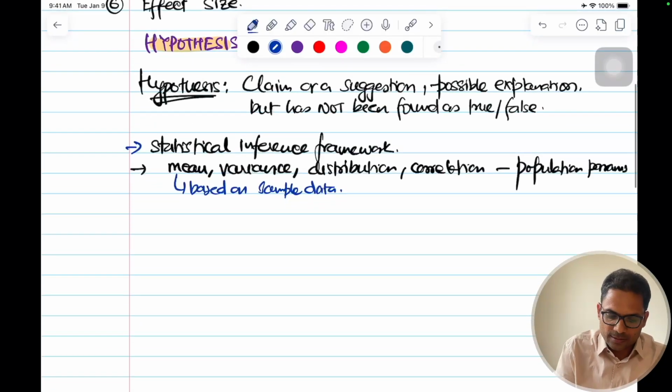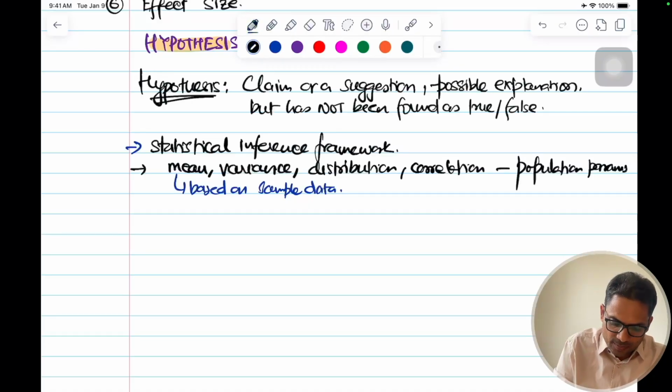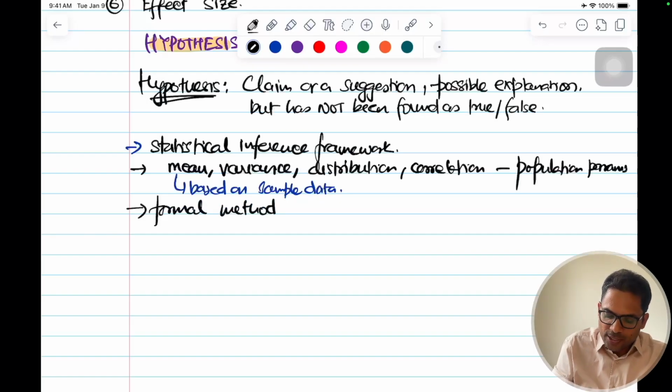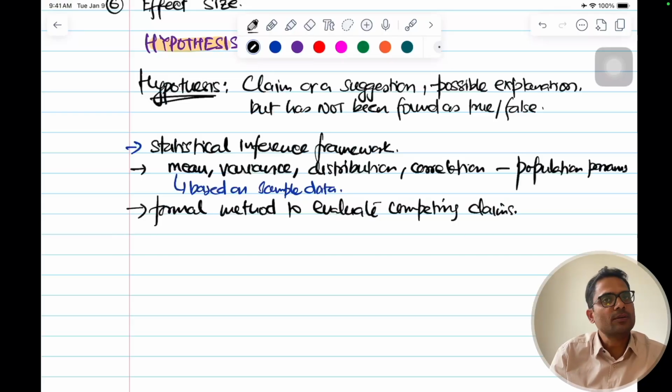So that's what it is. It gives me a formal method. We formalize everything. It is a formal method to evaluate claims, or competing claims, to evaluate two claims competing against each other, like when one person says that A is better and another says B is better.